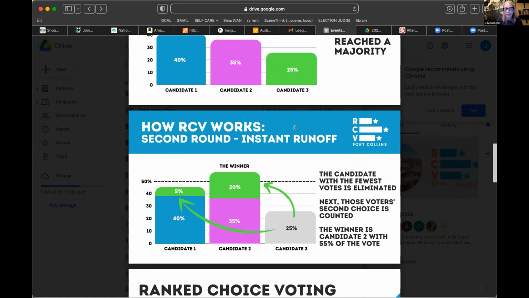So now that candidate 3 is eliminated, what we want to know is, those people that voted for candidate 3, who do they want in this new round, this new election where candidate 3 does not exist? And the way we find out who their available choices are now, we look at their second choices. So it just shows this candidate's votes instantly transferring to the other candidates.